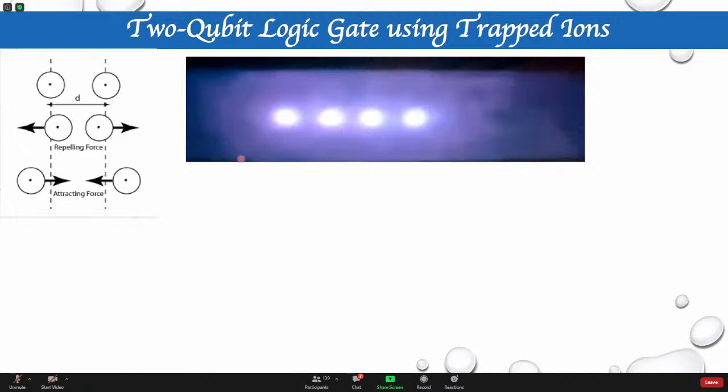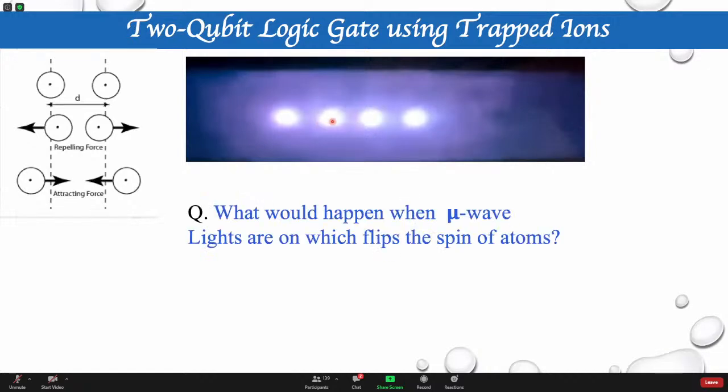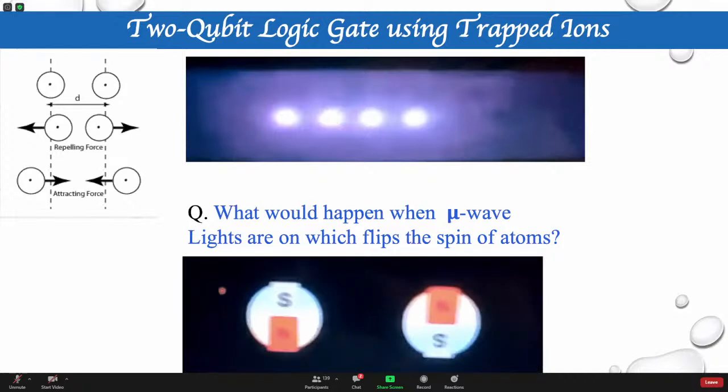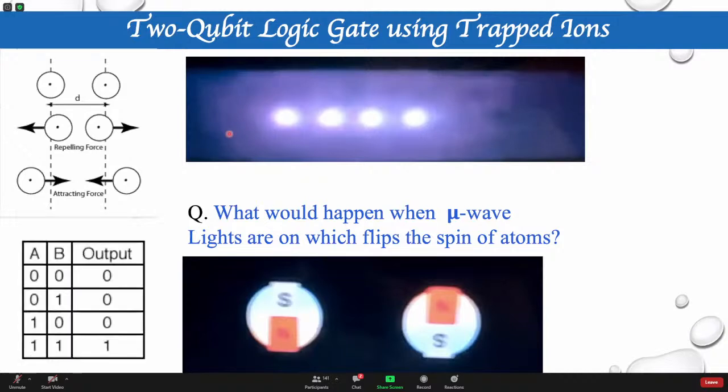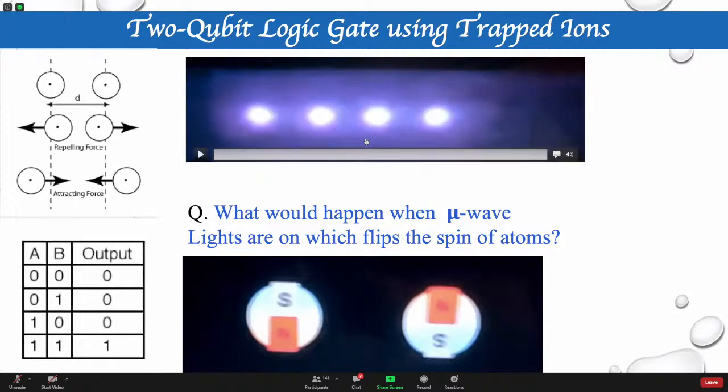Let me see whether I can show you the video. Okay, something is wrong, it is not working here. Maybe I just minimize it. Okay, yeah. So this kind of motion you will be able to see. Now, this is either repulsive or attractive kind of motion.